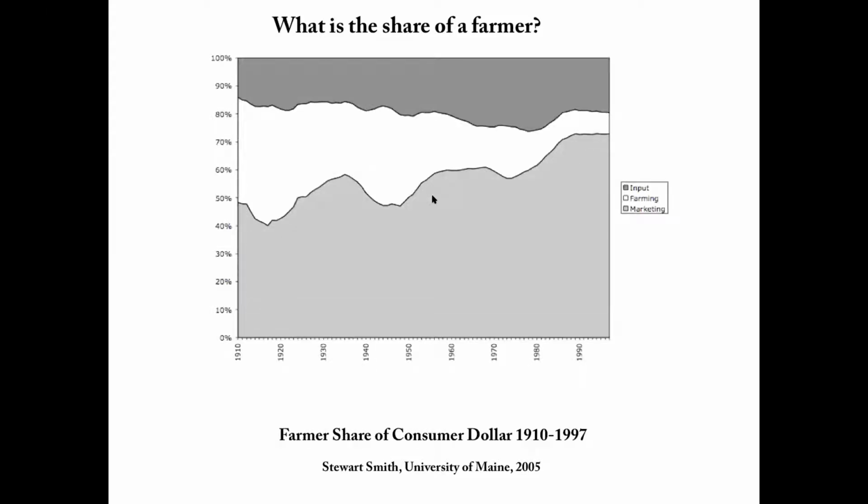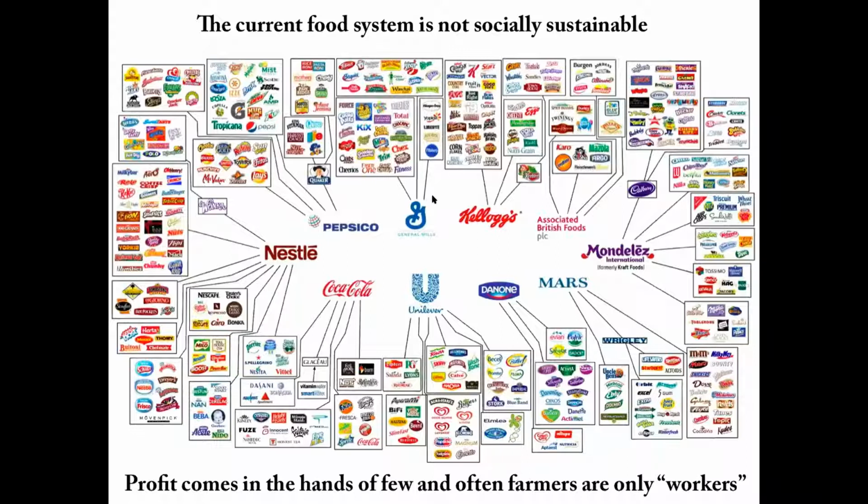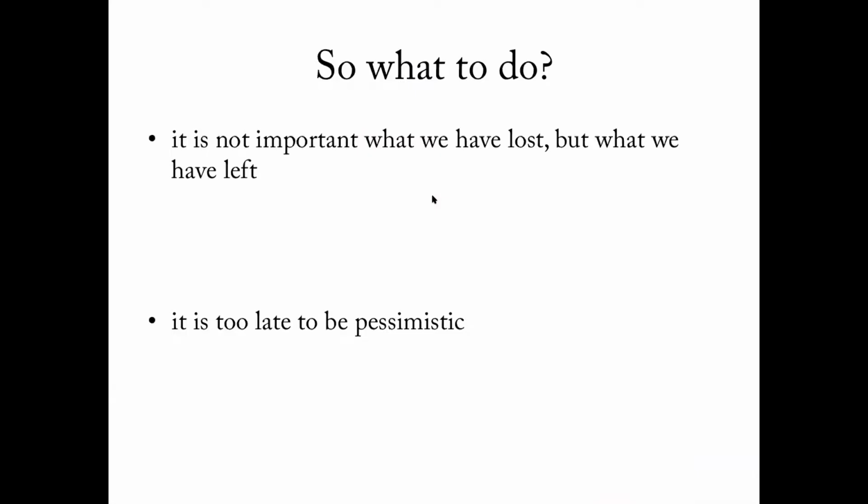And I think I don't have time to go through this, but basically I wanted just to say that the share of the farmer is getting smaller and smaller, and much of the profit is going to other market actors. And few young people are attracted by farming, of course. And just to finish, the current food system is not socially sustainable because it is in the hands of very few actors that you see here. And the same happens from the other side, where the products for agriculture are in the hands of a few multinational companies.